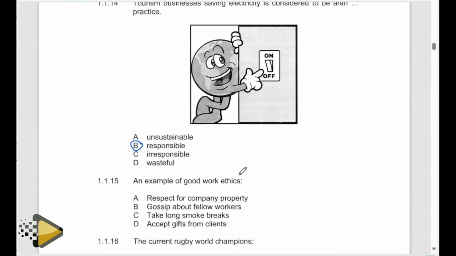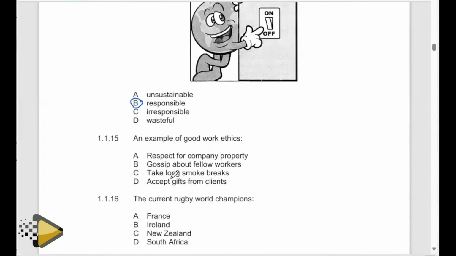An example of good work ethics is giving respect for company property. When you respect company property, that is an example of good work ethics.